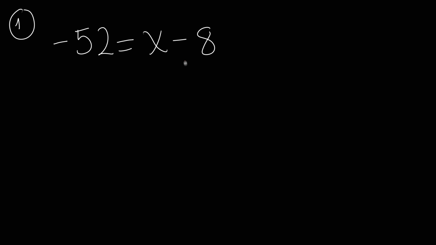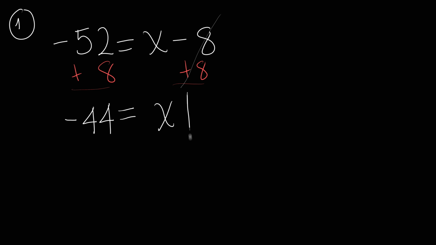So I'm going to do plus 8 here, plus 8 here. Let's see what we're going to get from that. So my equal sign remains there. This is gone, and I have an x. Negative 52 plus 8 is going to give you a negative 44. So that should be your final answer. And we box our answer.